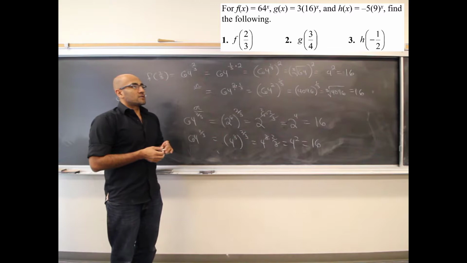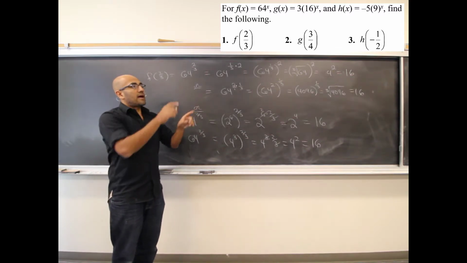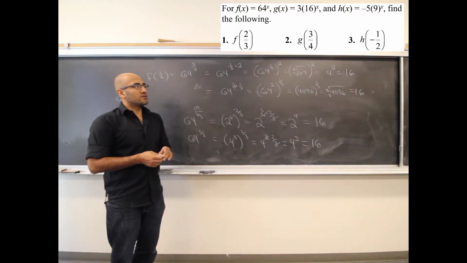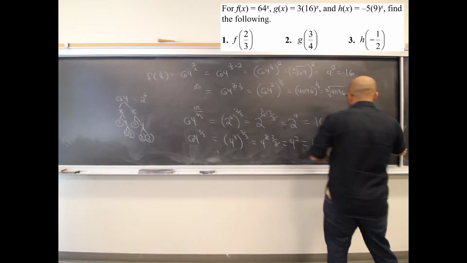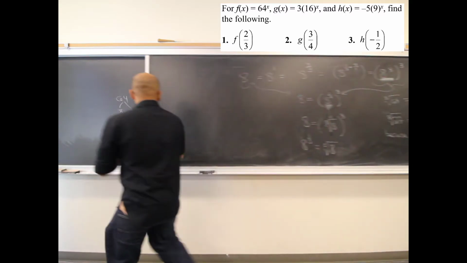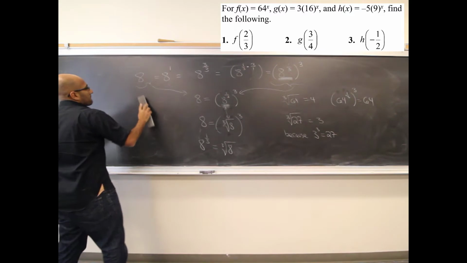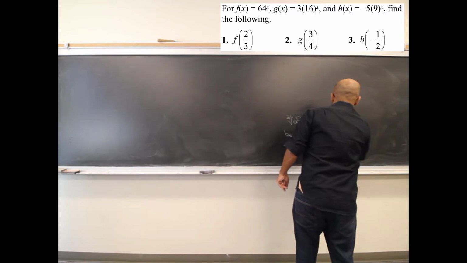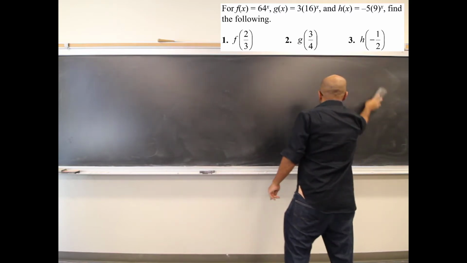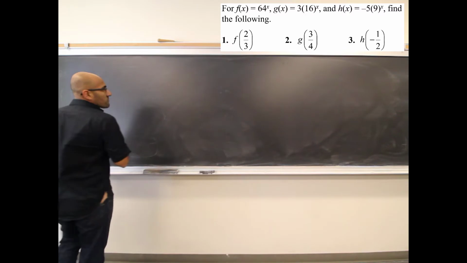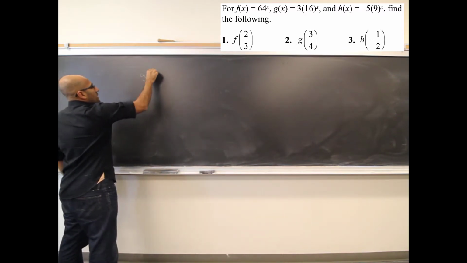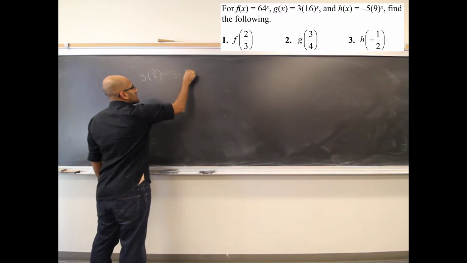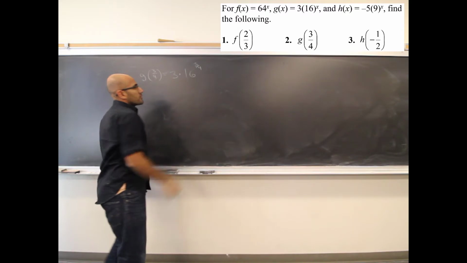G of 3/4. So now we have to go over the G function. And we have 3 times 16 to the power of x. So we have to evaluate it at 3/4. G of 3/4 is equal to 3 times 16 to the 3/4 power.